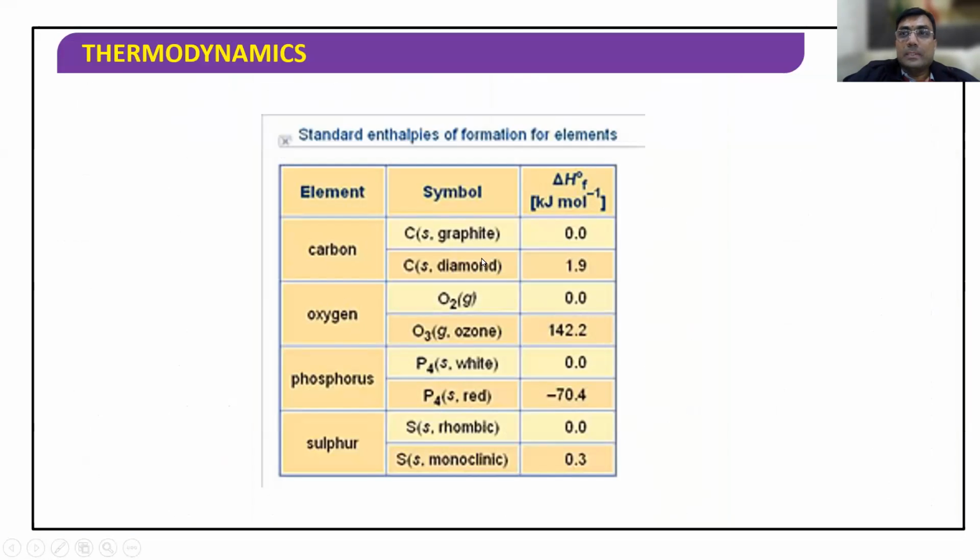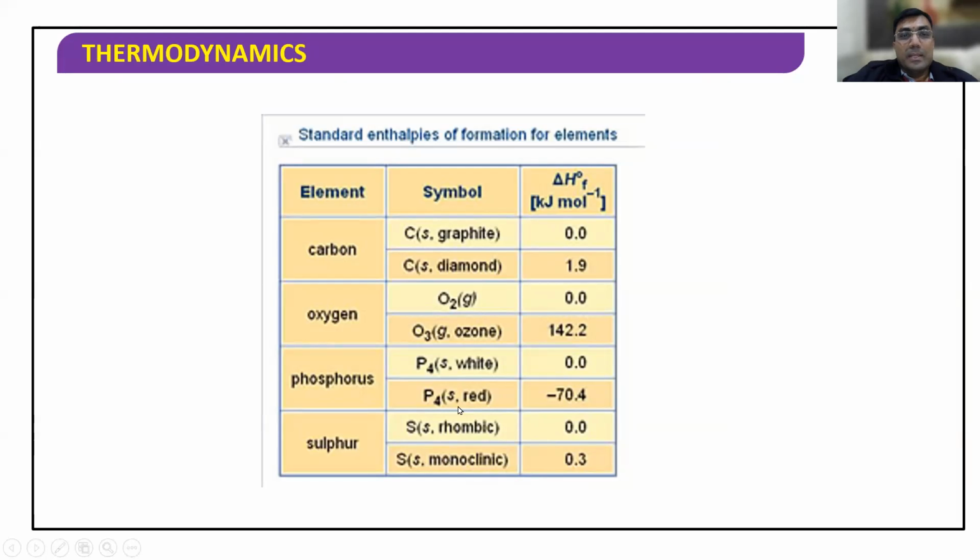Now, very important. This slide is very important, many times asked in the competitive examination. Sulfur, which is the most stable allotrope, rhombic or monoclinic? Monoclinic, I think. Rhombic is more stable, that's why it's zero.